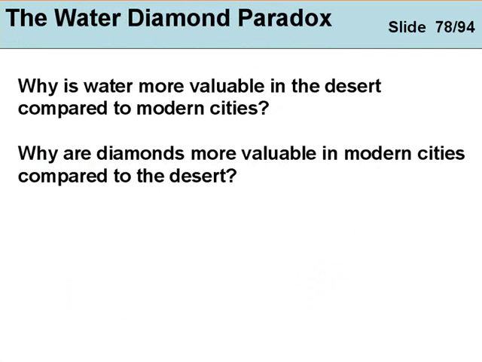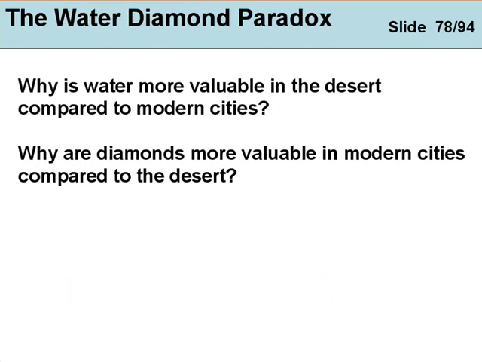This paradox is known as the water-diamond paradox, and simply it comes down to, why is water more valuable in the desert compared to modern cities? If you're given a choice in the desert, let's say you've been in the desert for a week and you haven't had a drink, somebody gives you a choice between a glass of water or a big diamond. The chances are you'll take the water. Why are diamonds more valuable in modern cities compared to the desert? Well, here, the chances are you would want the diamond. So, why this inversion?